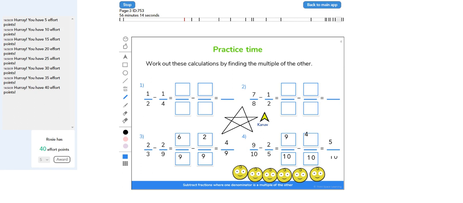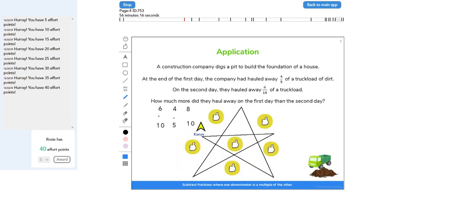Okay. And what about the last slide? How we solved this one? We solved it by converting the 5 to the 10. Okay. And what answer did we get here? 8/10. So did we get 8 tenths or 2 tenths? Oh no, 2/10.